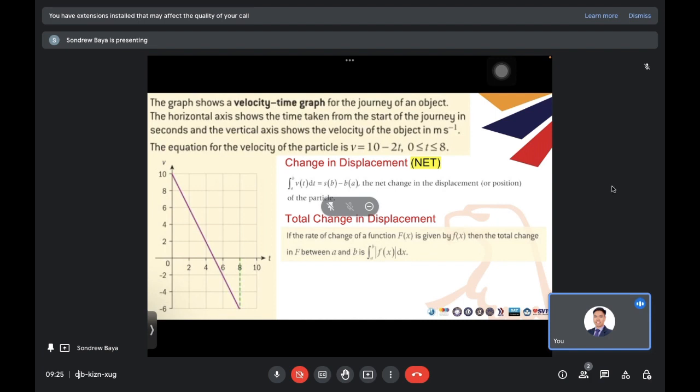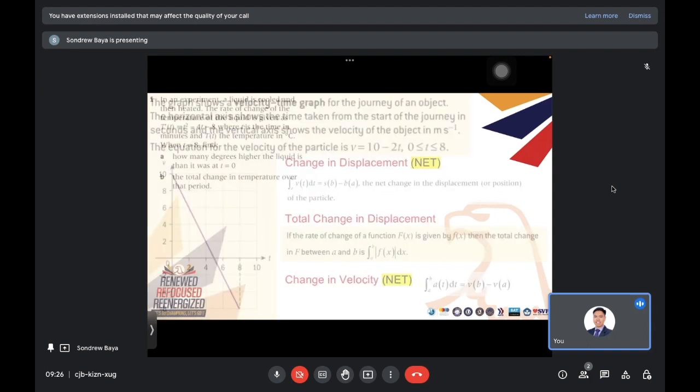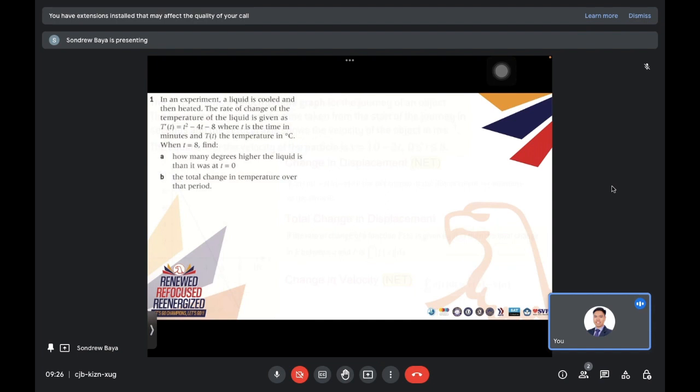Okay, we could also extend this concept if we have net change in velocity, and of course total change in velocity. If it's net change in velocity, we just have to integrate the acceleration function. Let's try to see some examples. Pause this video and read the example.